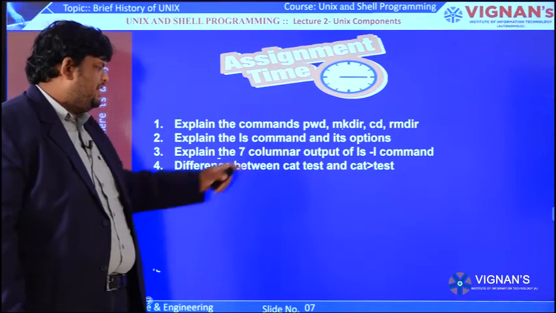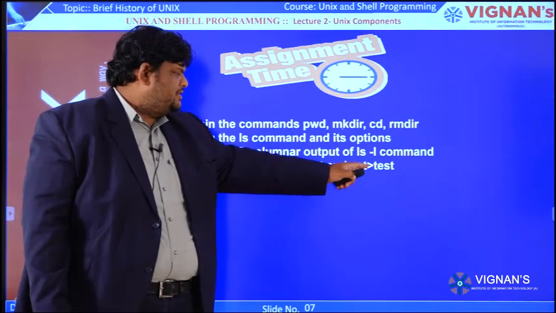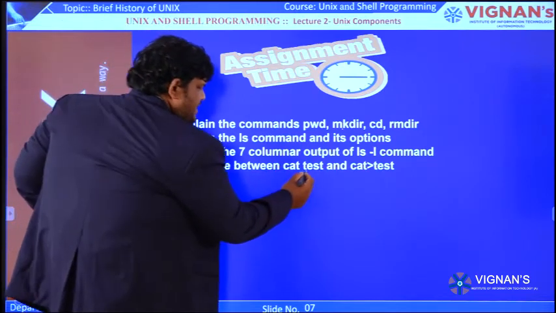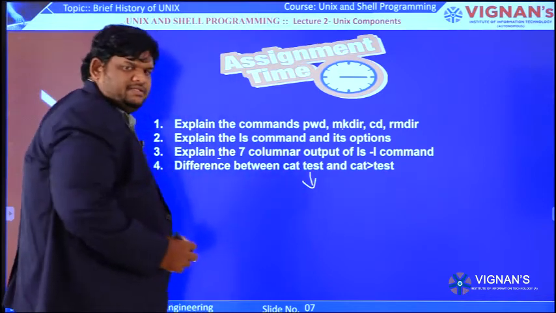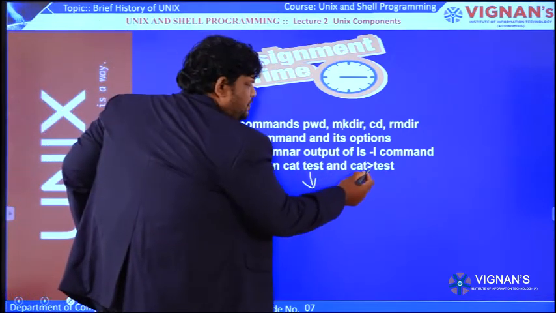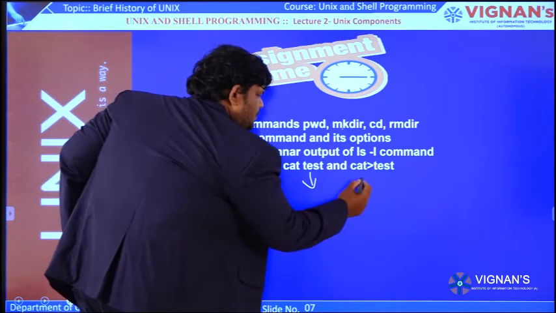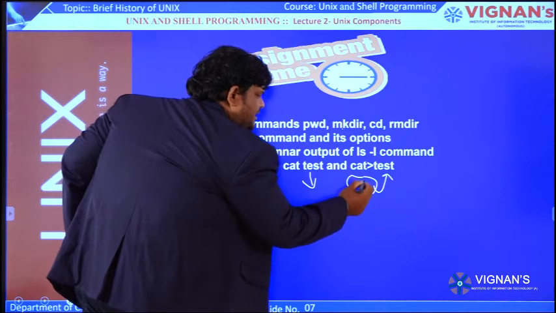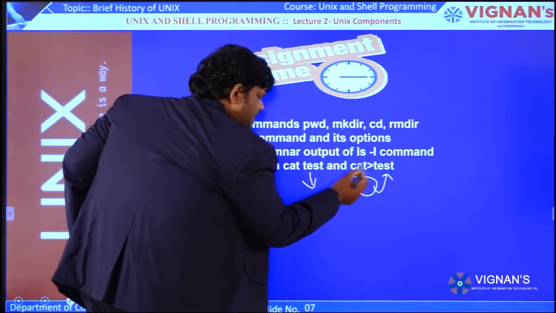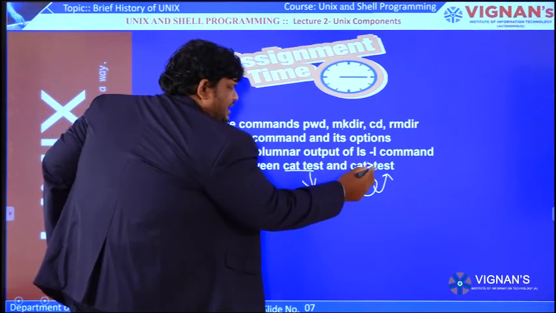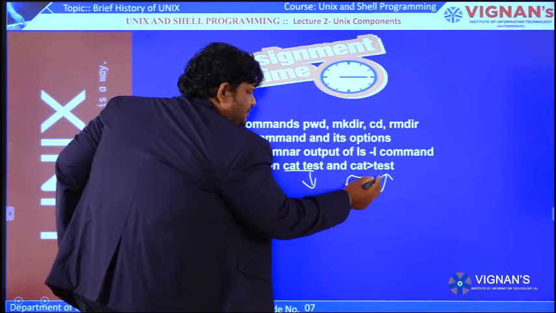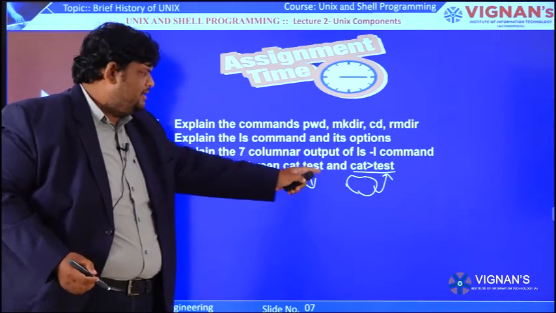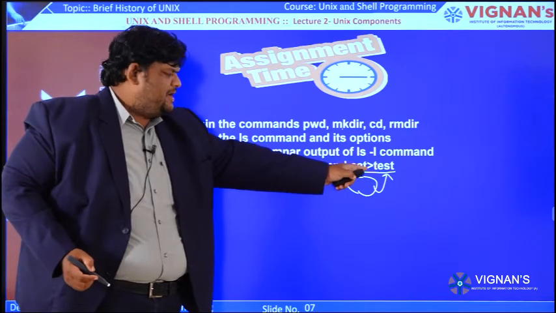Next, the difference between cat test and cat output redirection test. What is the difference here? Let us see. Cat space test means it will display the content present in test. Cat space output redirection test means whatever we write as output will be redirected to test. That means we are writing the content into test. If you want to display, we use the first one. If you want to create and write some content to the file, we use the second one. This is the major difference between cat space test and cat space output redirection space test.